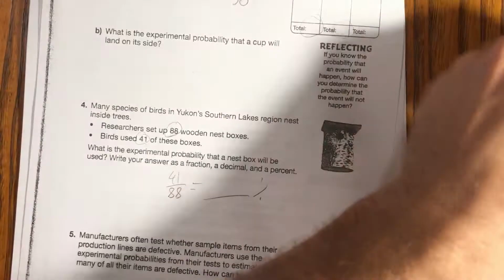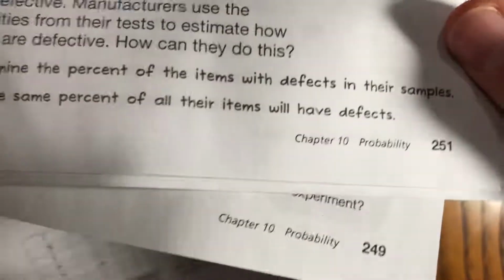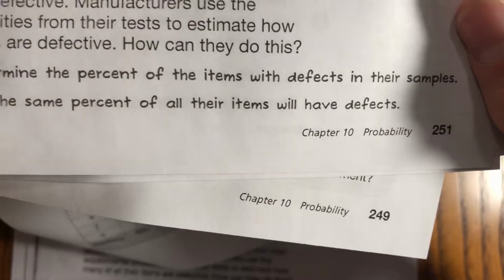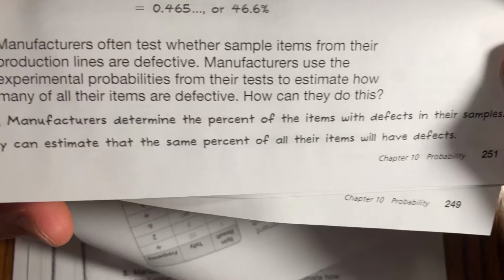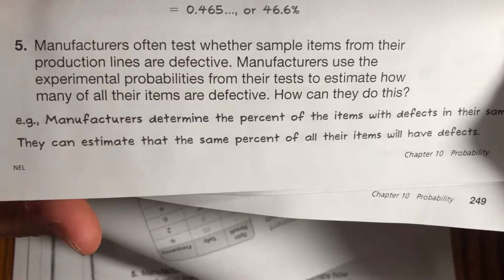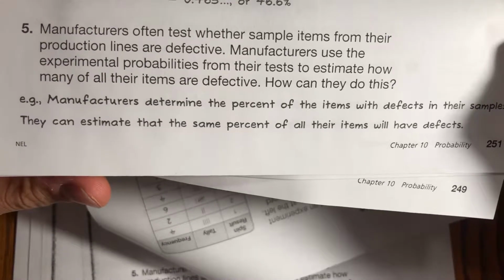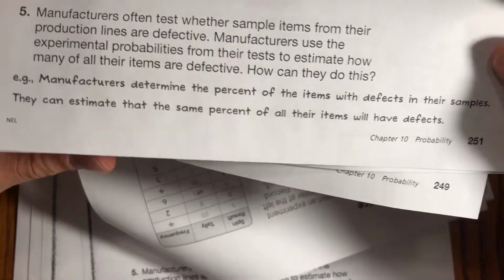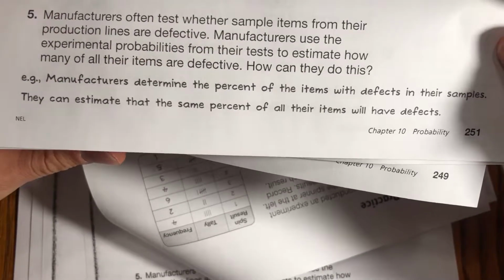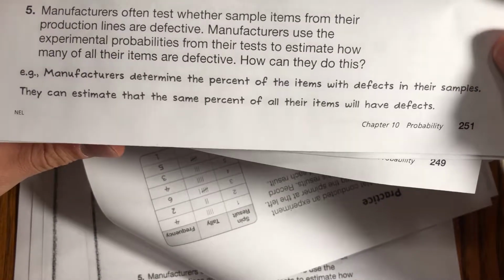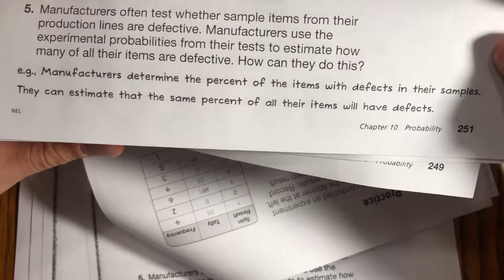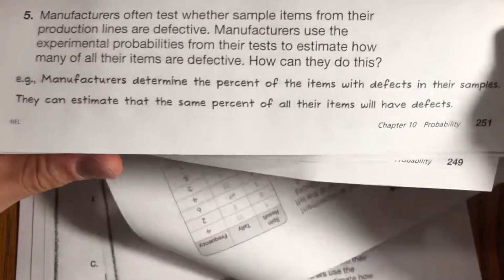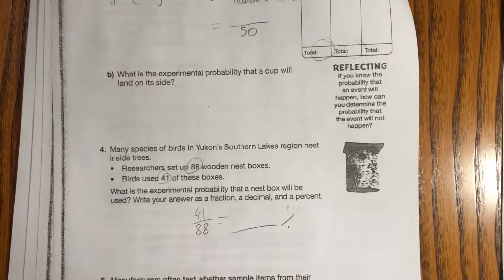Okay, 5. Manufacturers often test whether sample items from their production lines are defective. Manufacturers use the experimental probabilities of their tests to estimate how many of all of their items are defective. How can they do this? Manufacturers determine the percent of the items with defects in their samples. They can estimate that the same percent of all their items will have these defects, just like we did with the t-shirt thing. So that's number 5.